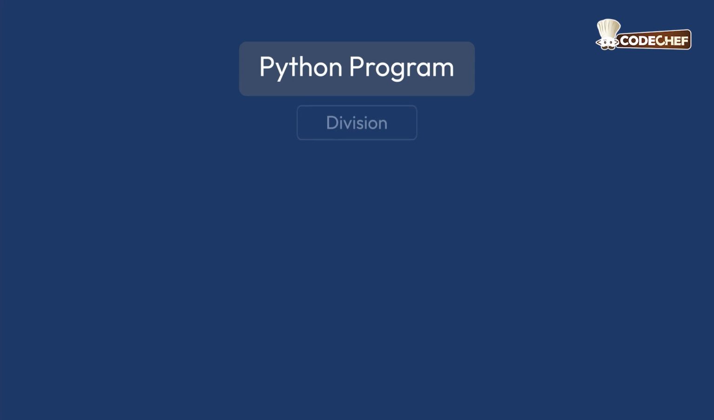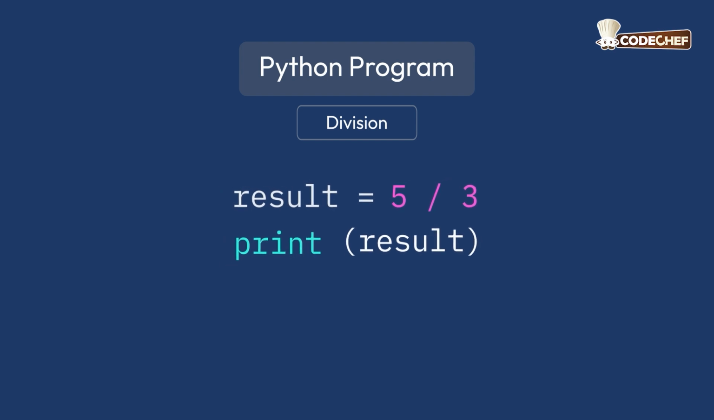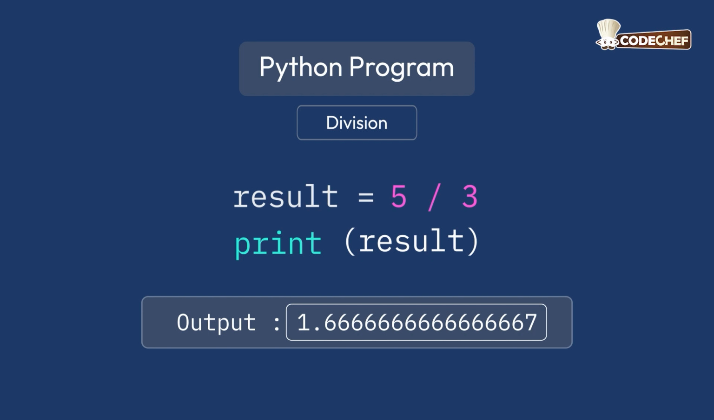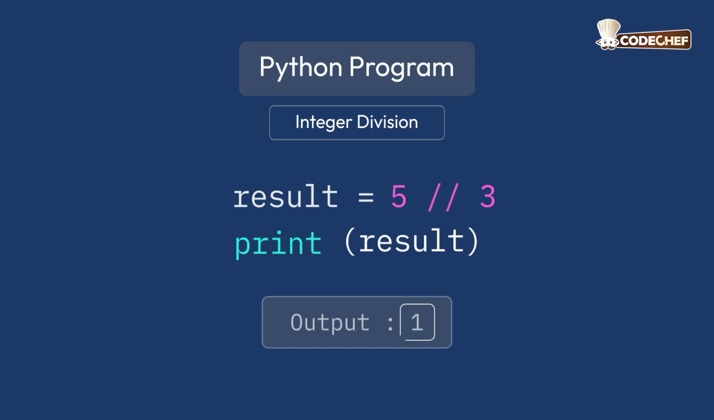Let's look at the division operator. This is an interesting one when it comes to code. You must have observed in our last example, when you divide 5 by 3 using the division operator, the output is a decimal number. That is a float data type. If you want the result to be an integer, use the integer division operator, which is by using double slash. The result of this operation will be 1 instead of 1.66667.